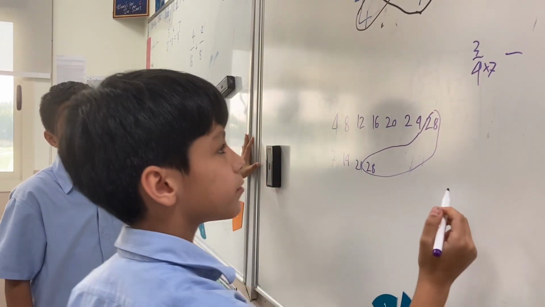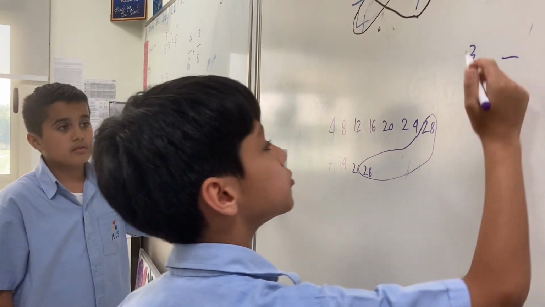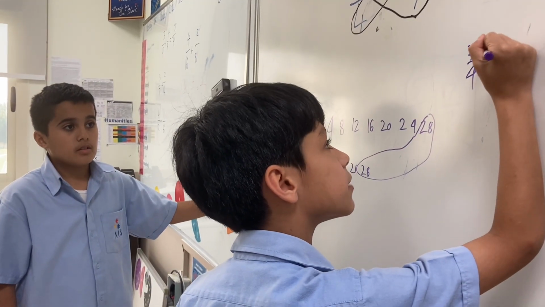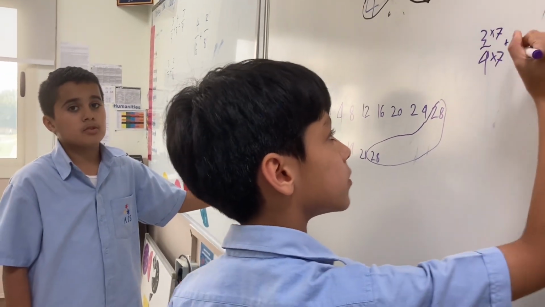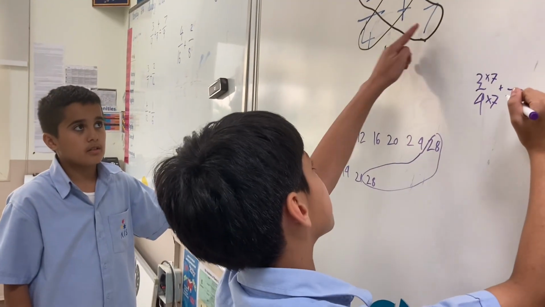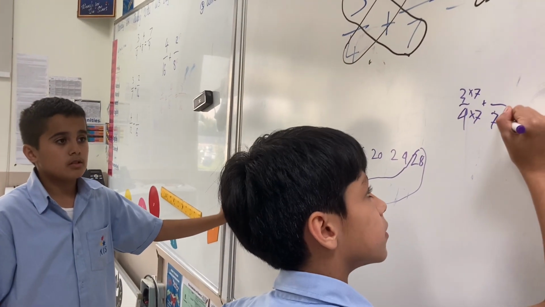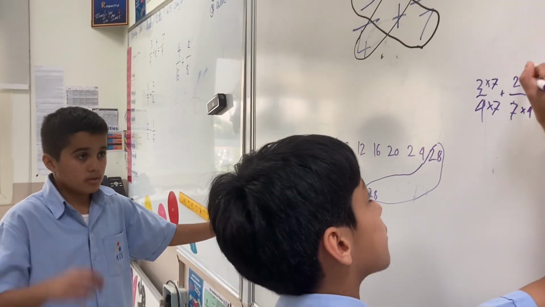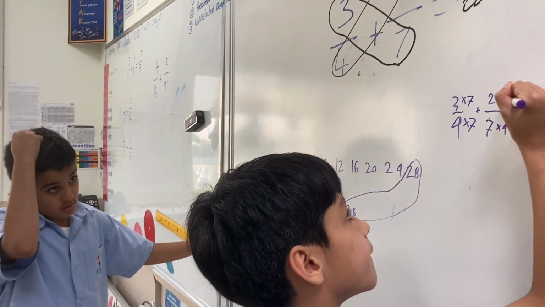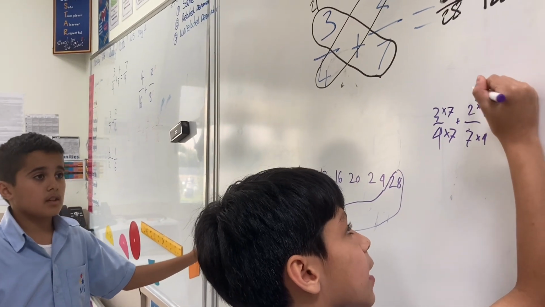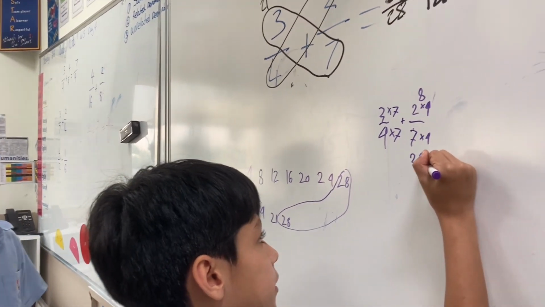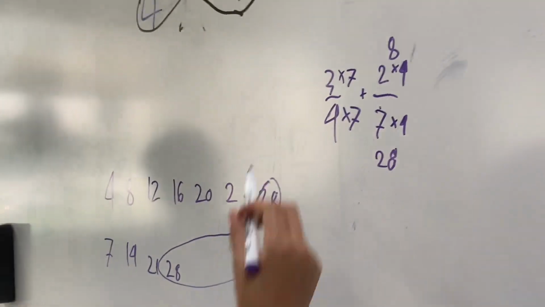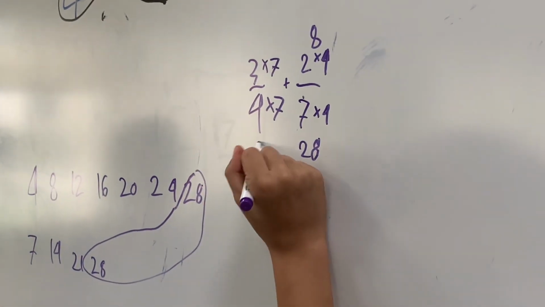We're gonna times 4 by 7. And what we do to the bottom, we do to the top. Times this by 7. And 4 times 2, which is 8. Good. 3 times 7 is 21. And then 28. 28 is our denominator, because both of them equal the same thing.